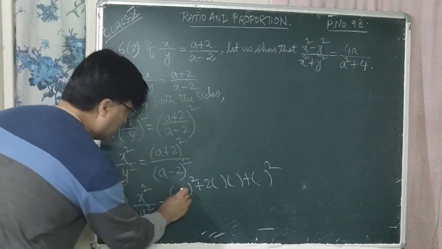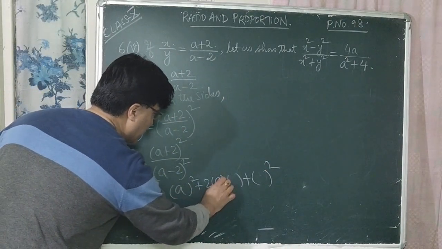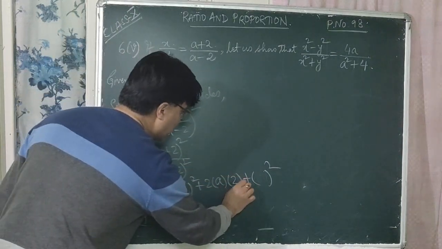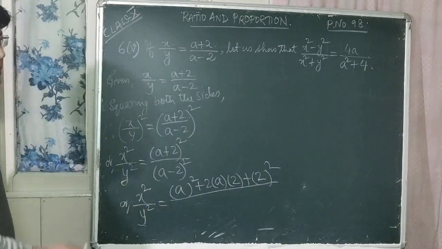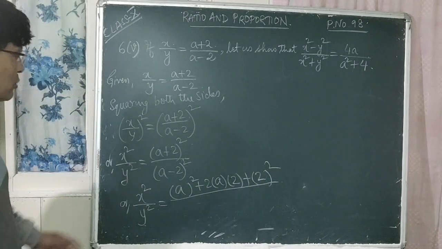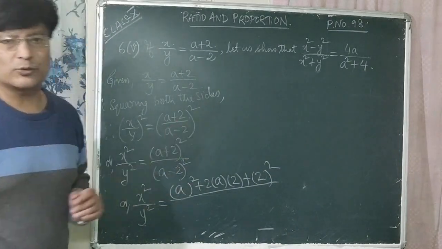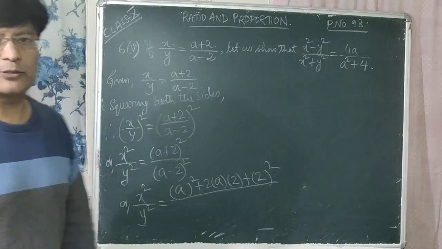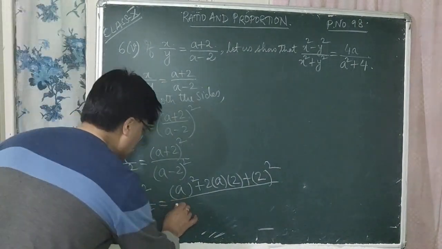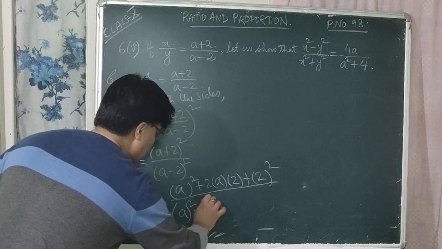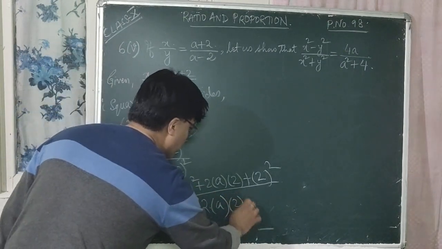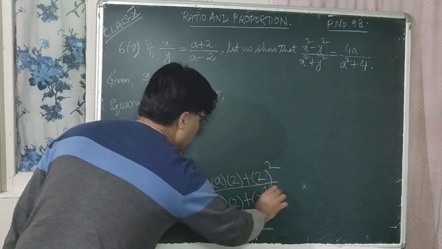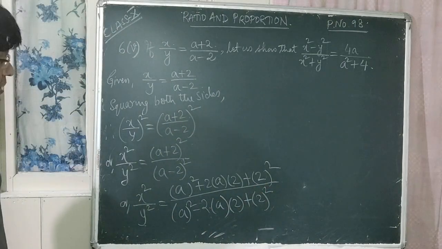So what is a here? It is a, this is the place for a, write a, and this is the place for b, that is 2. So this whole divided by, in the denominator also you have to use the formula a minus b whole square, that is a square minus 2ab plus b whole square. So it is a whole square minus 2 into a is a, what is b? It is 2 plus it is b whole square. Okay, is that clear now?